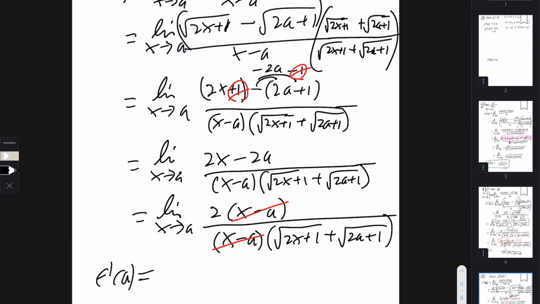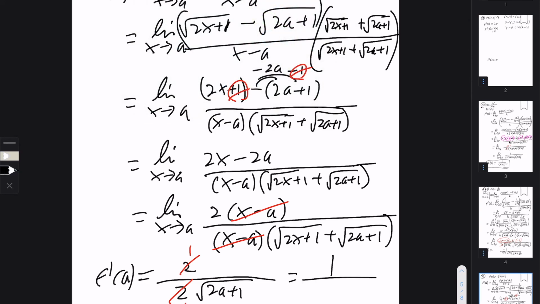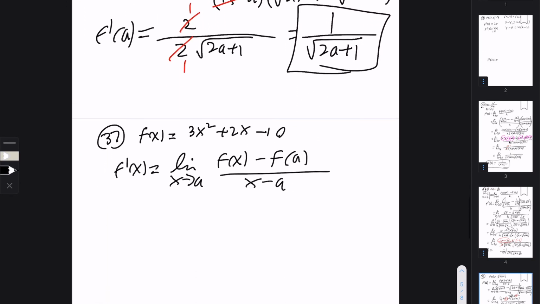F prime of a, the top is 2. This is approaching a, so 2a plus 1 plus 2a plus 1 is going to be 2 of those. So in the bottom we're going to have 2 radical 2a plus 1's. And then these cancel and leave 1 over 1, which gets us 1 over radical 2a plus 1. There is your derivative. That's number 33. Now we're going to go to 37.